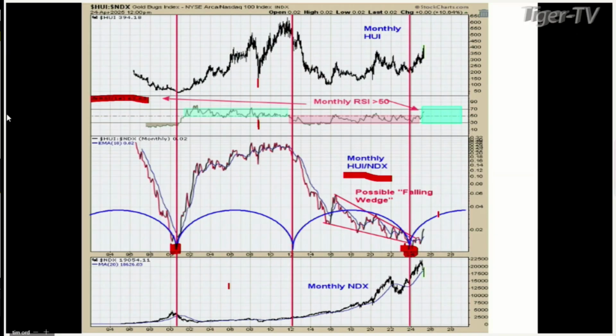And we'll be able to tell as things go along. If this ratio starts to turn down and falls way below 50, it'll be a clue that, okay, it ended. But we're not anywhere close to that. We're still in the rising stage here.